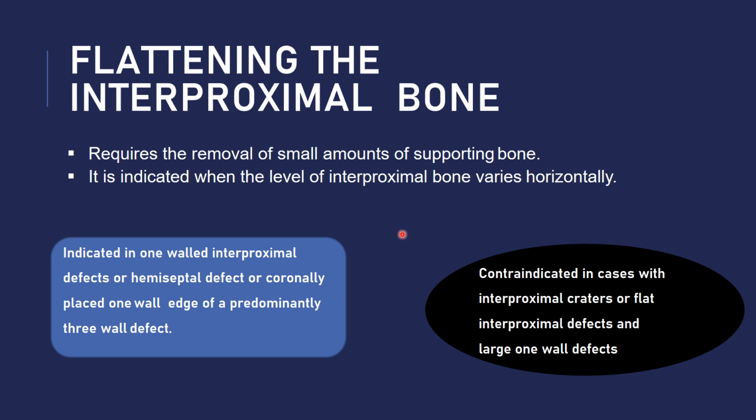that is with the interdental bone, then we will make it smooth and remove it, that is the flattening of interproximal bone. This is indicated in case of one wall interproximal defects, semiseptal defects or coronally placed defects, or a prominent three wall defect. This is contraindicated in areas with interproximal craters or flat interproximal defects and large one wall defects. It is not recommended if it is flat. If there are irregularities in the interproximal bone, we will do the flattening of interproximal bone. That is basically the rationale behind this procedure.